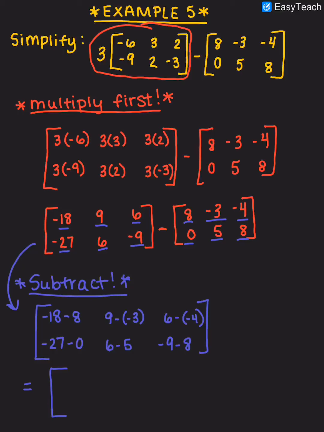Okay, so we have to do our negative 18 minus 8, and that is going to give us a negative 26. Negative 27 minus 0 is just negative 27. Sorry, I hope there's not like a whole bunch of distortion on this. 9 minus a negative 3 is the same as 9 plus 3, which is going to give us 12. 6 minus 5 is 1. 6 minus negative 4 is 6 plus 4, which gives us 10. And negative 9 minus 8 is going to give me negative 17.